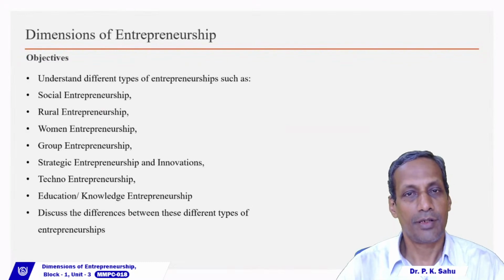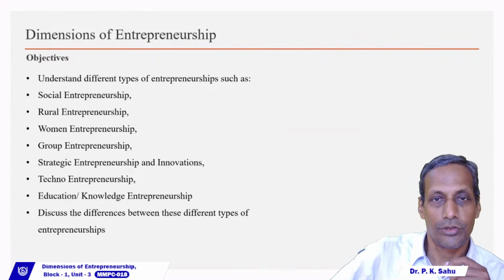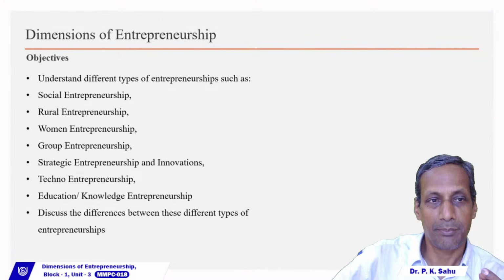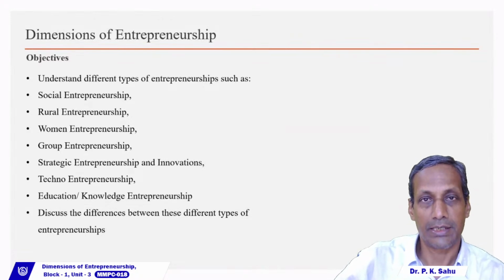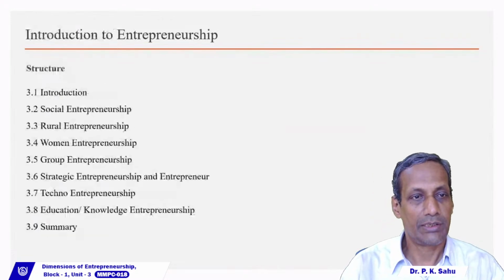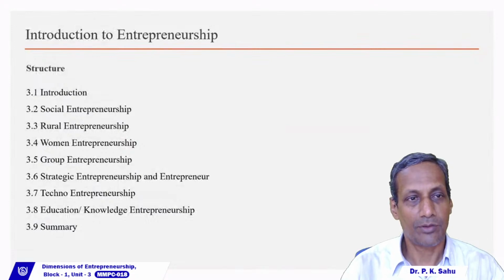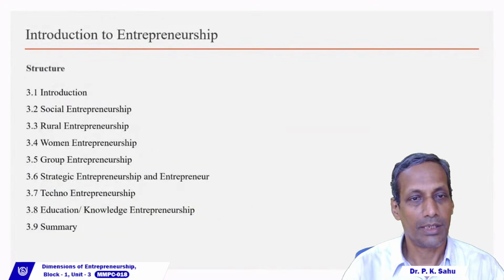The objective of this particular session will be trying to understand different types of entrepreneurships. Notable amongst them is social entrepreneurship, rural entrepreneurship, women entrepreneurship, group entrepreneurship, strategic entrepreneurship, techno-entrepreneurship, education knowledge entrepreneurship, and we'll try to see the differences that lie between these different types of entrepreneurships. So we will go through each of these types of entrepreneurship, the various dimensions of entrepreneurship in this session.